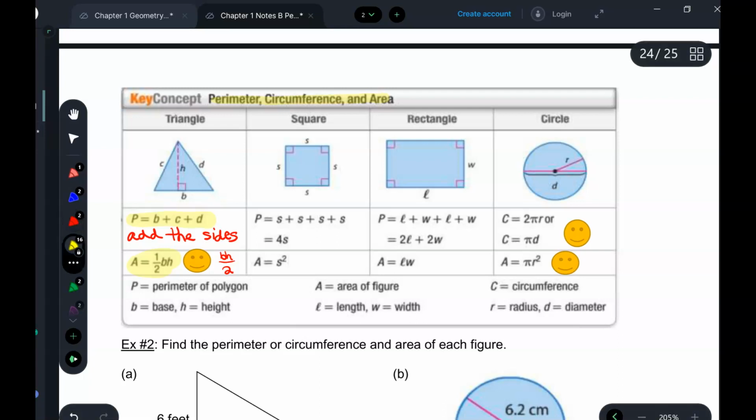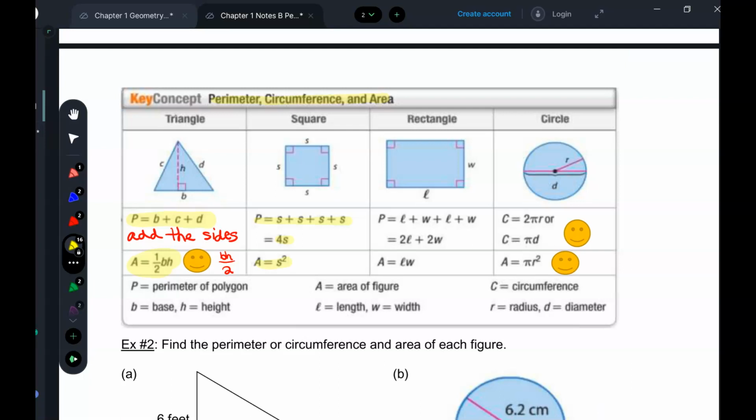Okay, square. What do we have to do? Just still add up all the sides, right? But what happens with the square? All the sides are the same. So you could also just do 4s. They're the same thing, because you have 4 sides. And then for the area, all you have to do is the side times the side, or side squared.